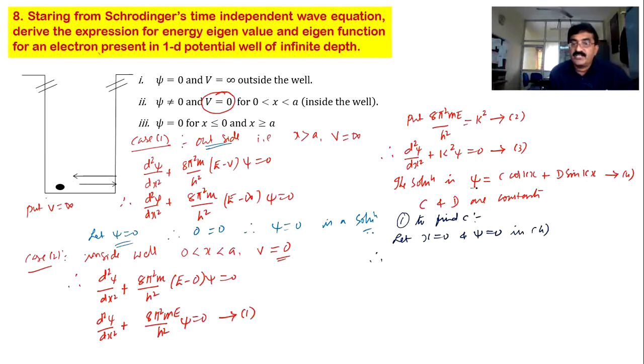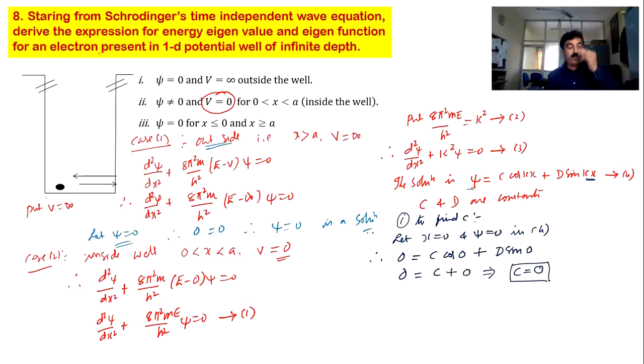In equation 4, 0 is equal to c cos 0, because I have taken x as 0, plus d sin 0, k into 0 is 0. That is 0 is equal to c times cos 0, which is 1, plus d times sin 0, which is 0. This implies c is equal to 0. Dear students, follow carefully. I have got the value of c, which is now 0. So this clearly tells you that d is not 0.